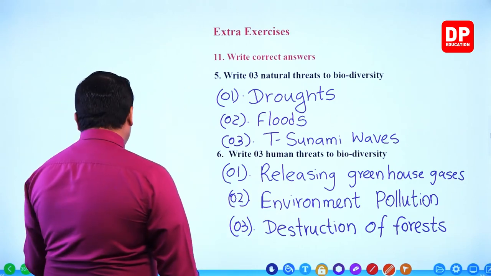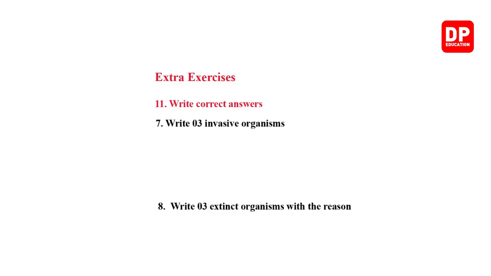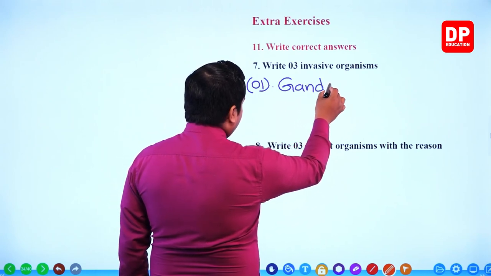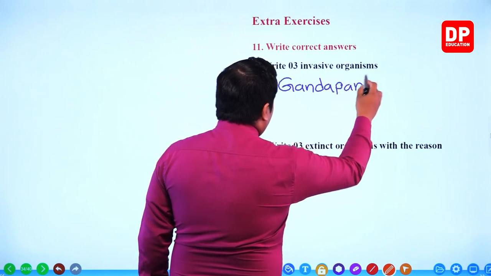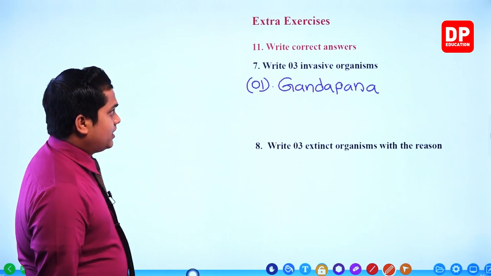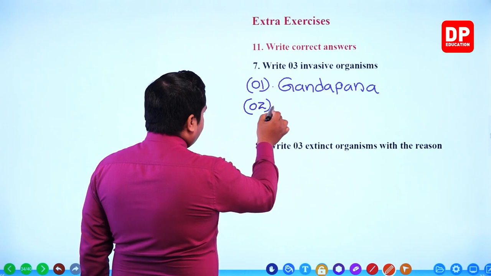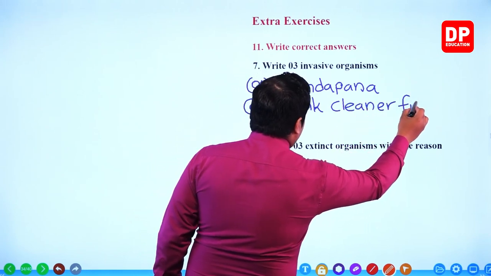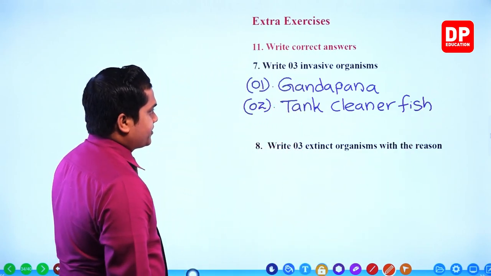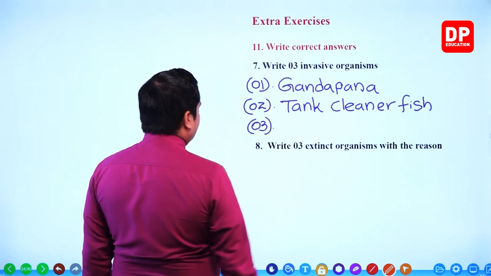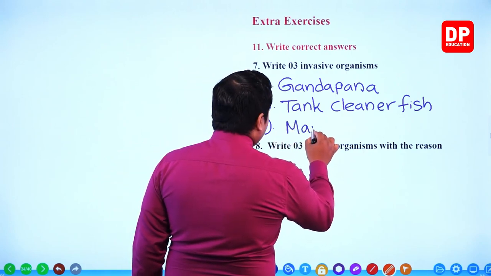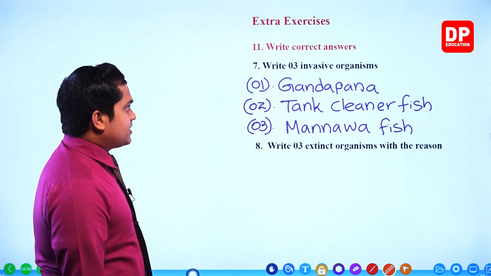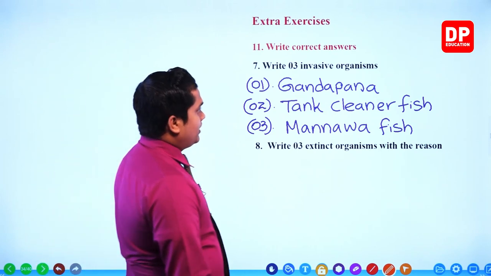Okay, right then, the next question. Write 3 invasive organisms. Gandapana plant is an invasive organism. Next one, number 2, tank cleaner fish. Then number 3, Mannawa fish. So these organisms are invasive organisms, my dear children. We'll include Gandapana plant.